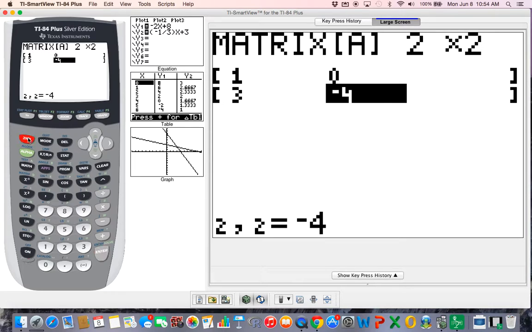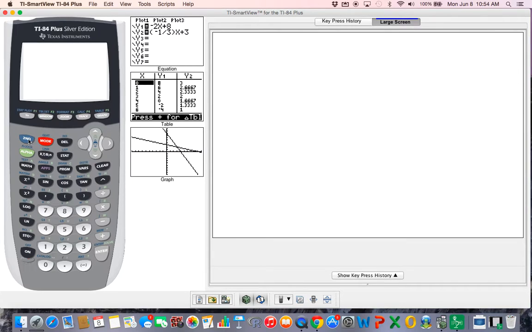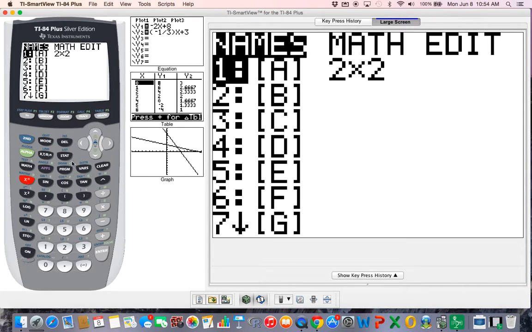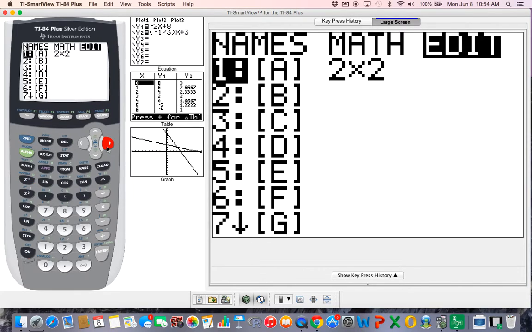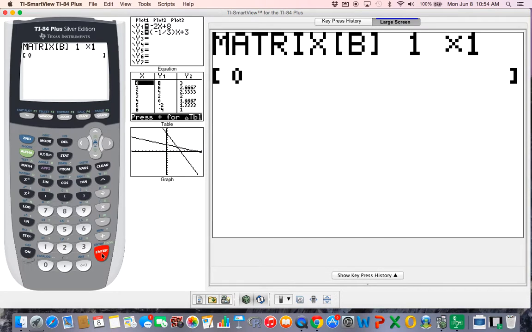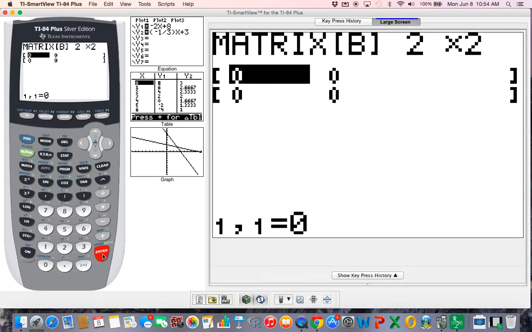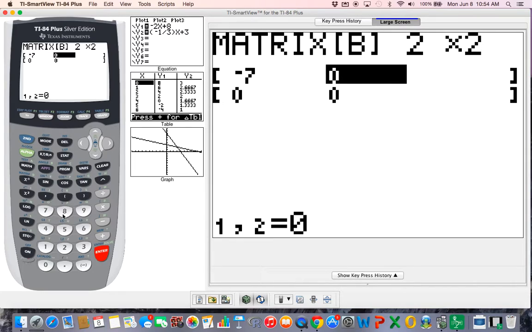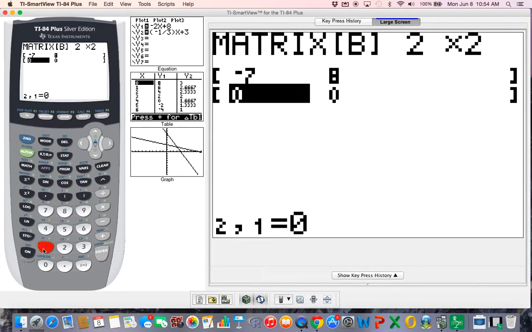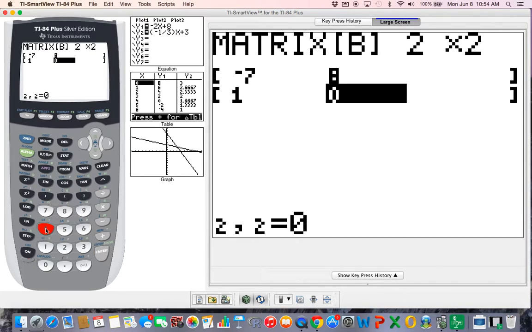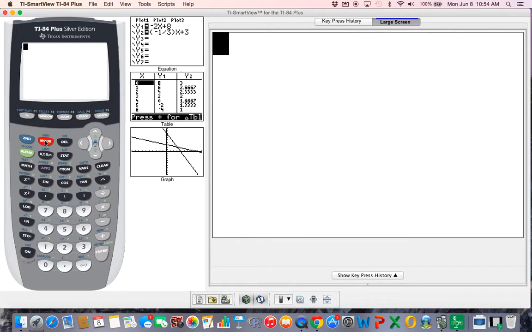Now I go second function quit, go back into matrix, go back over to edit, and come down to B and name my second matrix. It is also a 2 by 2. This one has a negative 7 in the upper left, an 8 in the upper right, 1 in the bottom left, and a 4 in the bottom right. Now I want to go second function quit and get out of that.